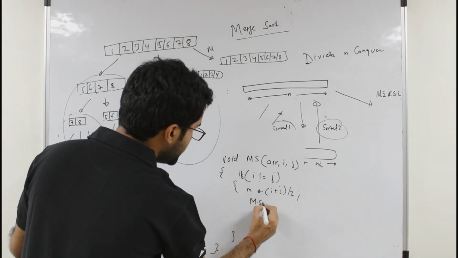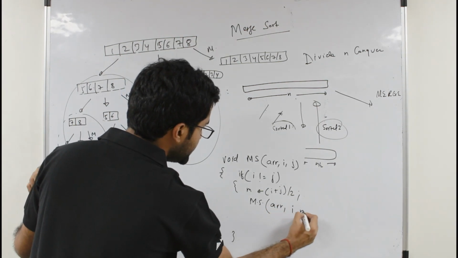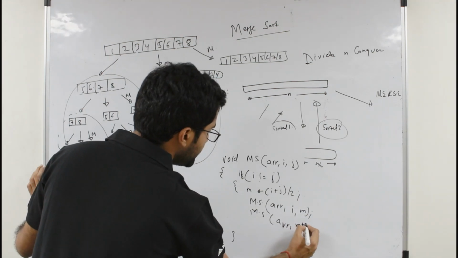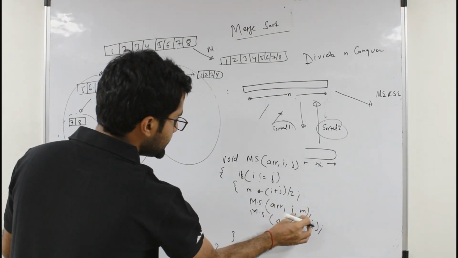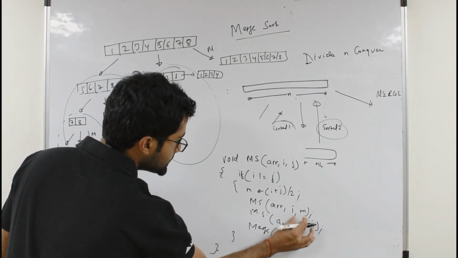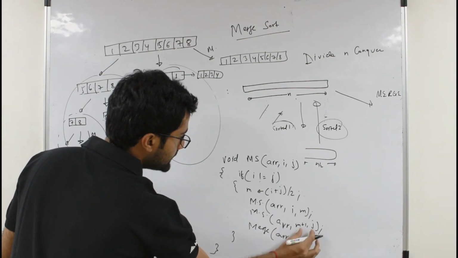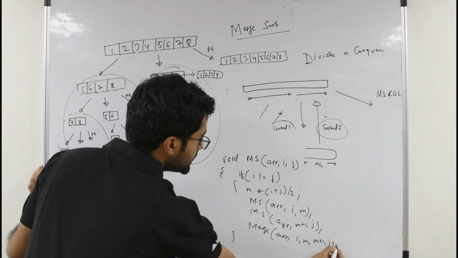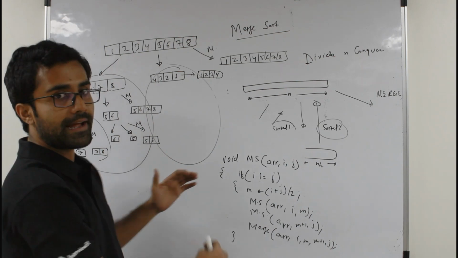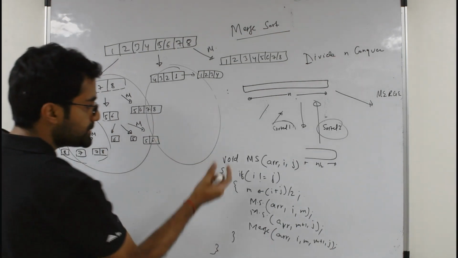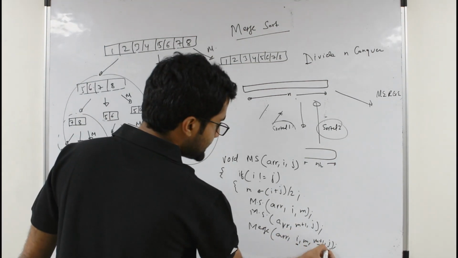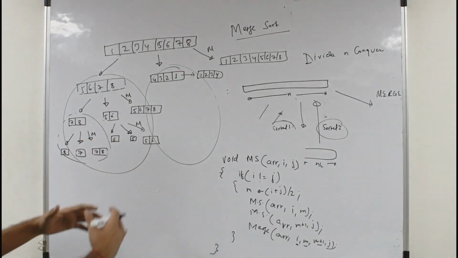and then first I call merge sort for the left portion, which is from i to m. Then I call merge sort for the right portion, which is from m plus 1 to j. Once this portion is sorted and this portion is sorted, I call merge of this sorted portion and this sorted portion, m plus 1 to j. So this is the pseudocode for merge sort. The merge procedure you can easily write on your own, where the merge procedure would take in the starting and ending of one sorted subarray, and the starting and ending of the second sorted subarray, and merge them accordingly.